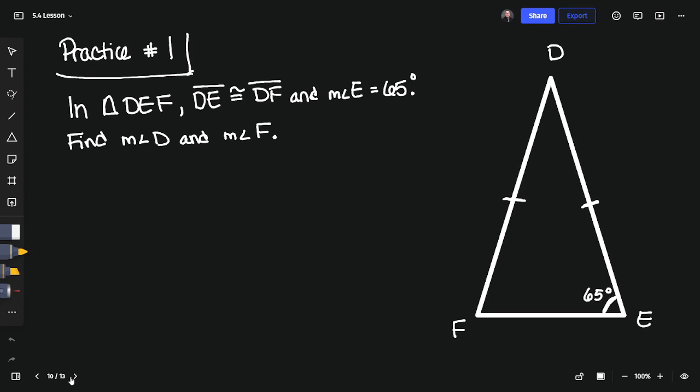Now we're going to move on to a couple of practice problems. In practice problem number 1, we have a triangle, DEF, and it tells us that in triangle DEF, side DE is congruent to side DF, and the measure of angle E is 65 degrees. It wants us to find the measure of angle D and the measure of angle F. Go ahead and try this on your own, and we'll go over the answer in just a second.